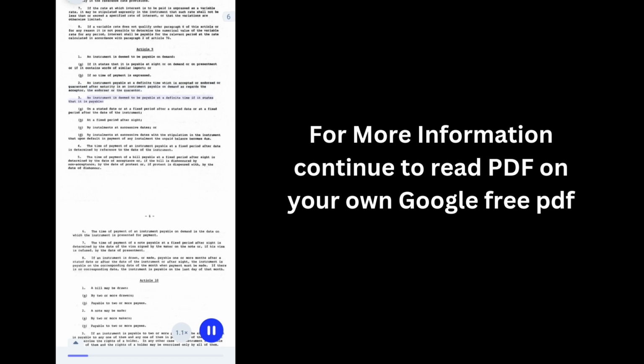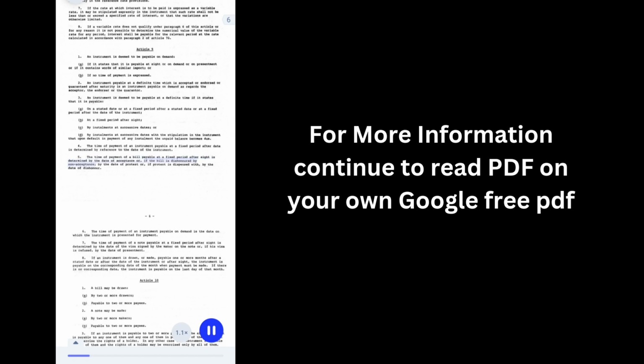3. An instrument is deemed to be payable at a definite time if it states that it is payable on a stated date or at a fixed period after a stated date or at a fixed period after the date of the instrument, at a fixed period after sight, or by installments at successive dates, or by installments at successive dates with the stipulation that upon default in payment of any installment the unpaid balance becomes due. 4. The time of payment of an instrument payable at a fixed period after date is determined by reference to the date of the instrument. 5. The time of payment of a bill payable at a fixed period after sight is determined by the date of acceptance.